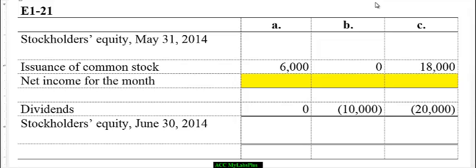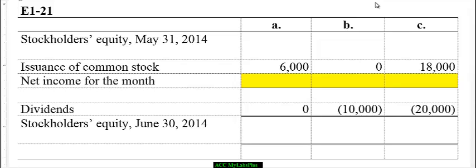Exercise 21 gives us balance sheet information for Great City Builders as of May 31st, 2014 and June 30th, 2014. They give us total assets and total liabilities. In order to have a complete balance sheet, we need assets, liabilities, and equity because assets equals liabilities plus equity. Because they did not give us the equity, we have to solve for that.